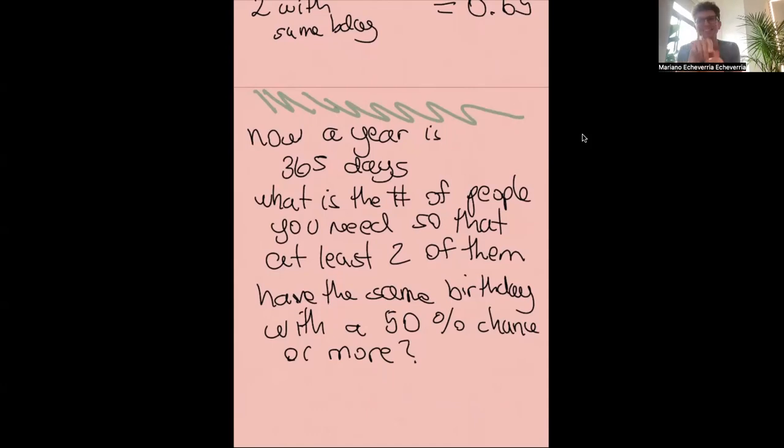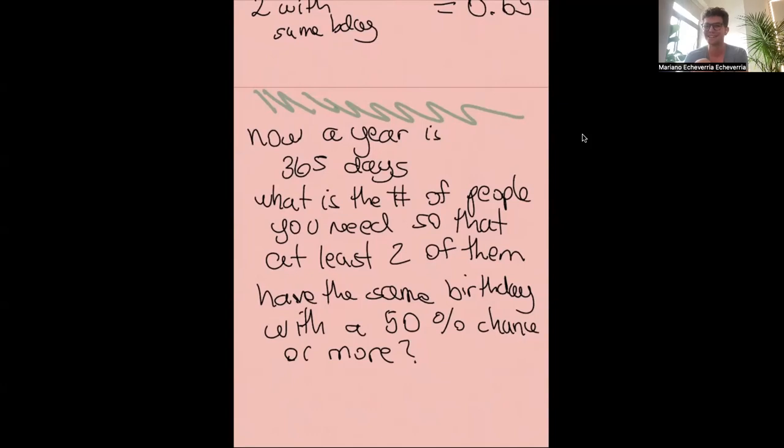Right, this is exactly what the name paradox gives away. The paradoxical fact is that maybe you can actually make a guess that is a lot smaller. You don't actually need 183. So what would be a smaller number that you think it could be?